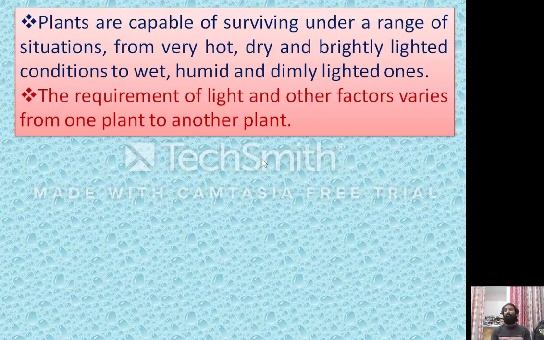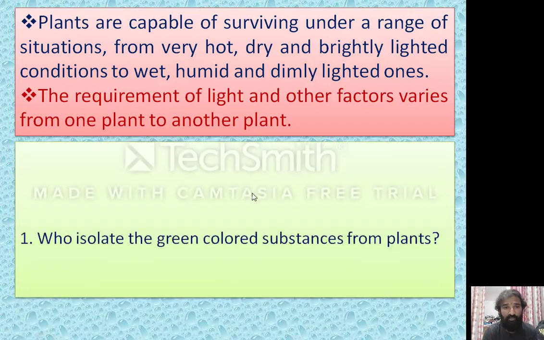Now coming to this slide. Plants are capable of surviving under a range of situations, because there are different conditions in nature: very hot conditions, dry conditions, brightly lighted conditions, wet conditions, humid conditions and dimly lighted ones. Under these different situations, plants are capable of surviving with the help of the photosynthesis process. The requirement of light, dryness and other factors for photosynthesis varies from one plant to another. Plants are categorized into different types: xerophytes, mesophytes, hydrophytes, because they require different factors for conducting photosynthesis. Not only light, other factors also vary from plant to plant.